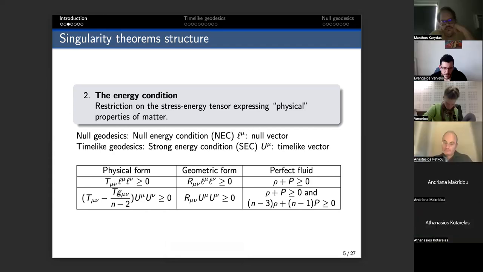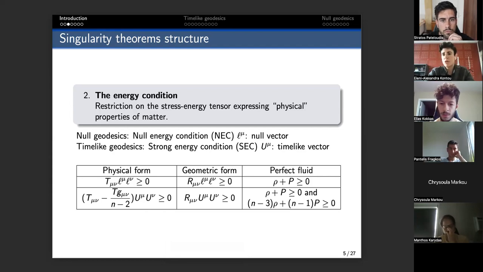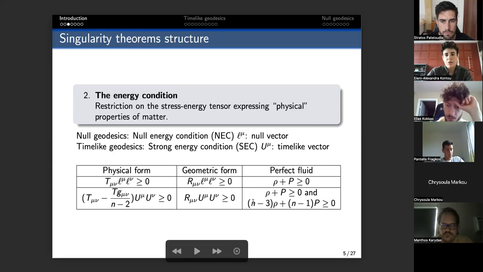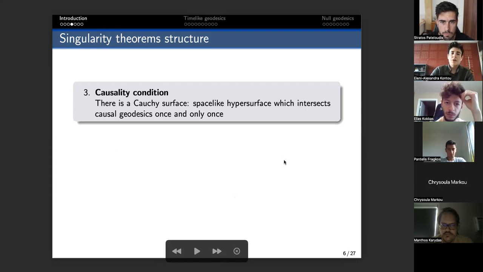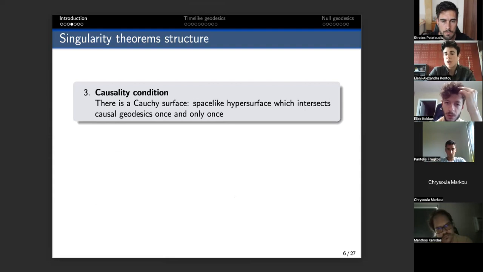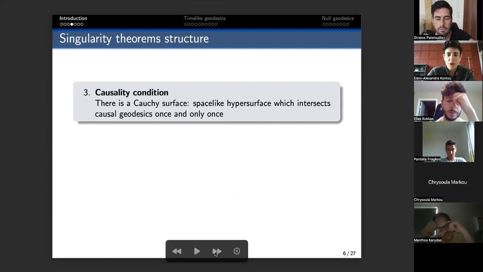For classical fields, maybe the null energy condition seems reasonable. The strong energy condition, maybe not so much. So it's already pretty clear that maybe these conditions are not expressing exactly physical properties of matter. The third condition is the causality condition, and that is the existence of a Cauchy surface. A Cauchy surface is a space-like hypersurface which intersects causal geodesic only once.